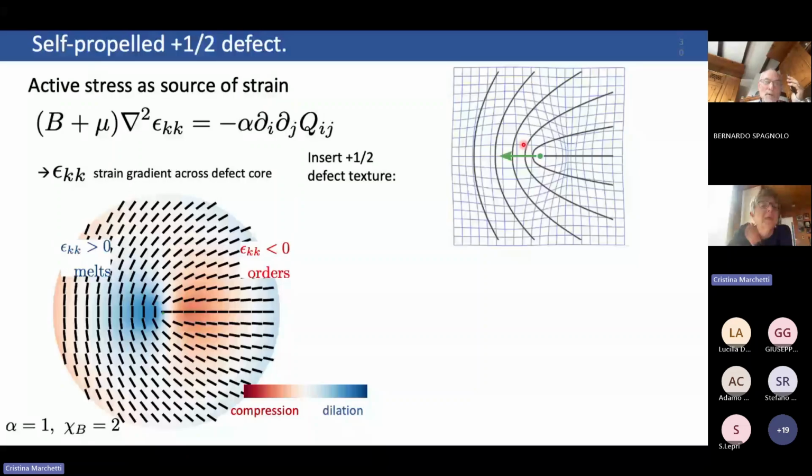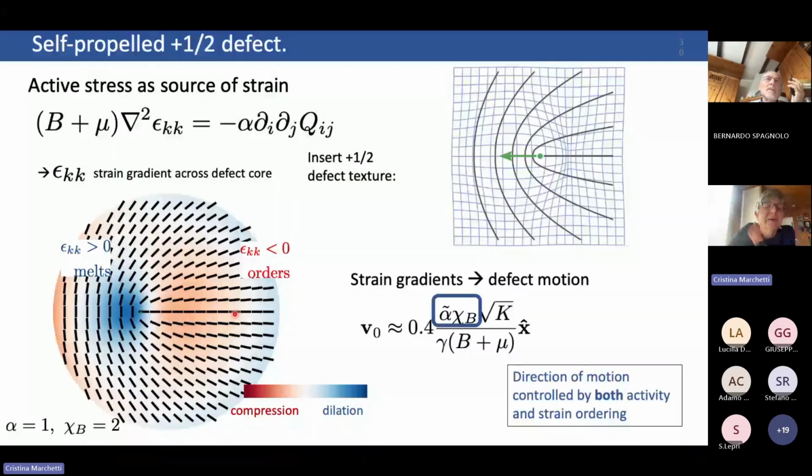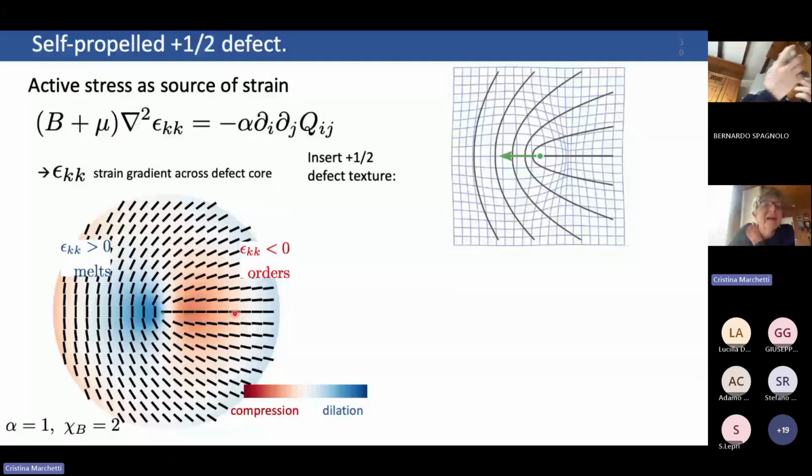And this is shown a little bit more quantitatively here, where I've solved the equation. Red is compression, blue is dilation. Now, I think I mixed up my sign possibly here. Let me see. Okay, sorry. Somehow my arrows have disappeared. The compression orders, the dilation melts.